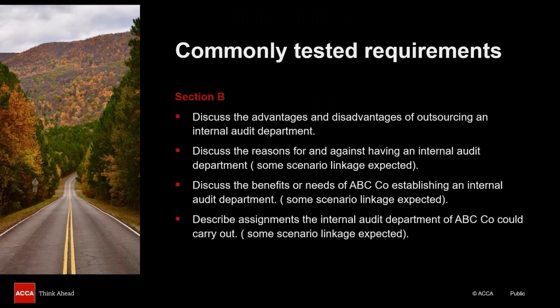I'm sure all of you know this already, but just to reiterate, section B of the audit and assurance exam is where you have the long form questions that you have to type up the answer to. The examiners often expect you to discuss the pros and cons of outsourcing internal audit. This is an easy topic that you need to basically learn. You may also be asked to discuss the reasons for and against a client in the scenario having an internal audit department. We'll be covering this in the video.